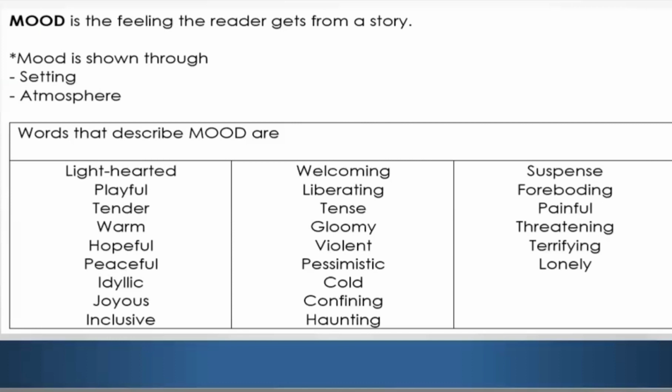So now let's move on. So here are some examples of mood that we can see. So we have light-hearted, playful, tender, warm, hopeful, peaceful, idyllic, joyous, inclusive, welcoming, liberating, tense, gloomy, violent.